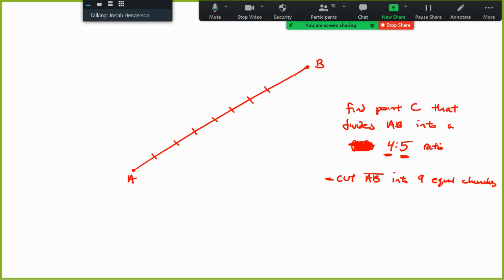I'm eyeballing this. I'm just estimating. Let's see. 1, 2, 3, 4, 5, 6, 7, 8, 9. Cool. So I've cut it into 9 sections. But we can't just estimate it when we want to find an exact point. It's going to be an exact point. But that's where the 4 and the 5 ratio are coming into play. That's telling you how many sections total there are, and it's telling you how to write the proportion that we'll use. So let's see where that would look on here. 1, 2, 3, 4. So point C would be at this location, and they want to know what is the actual X and Y for that.